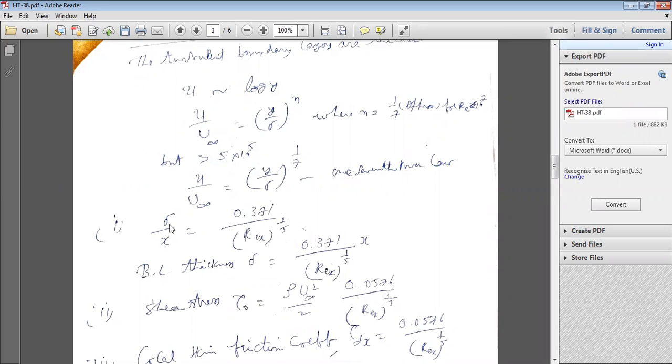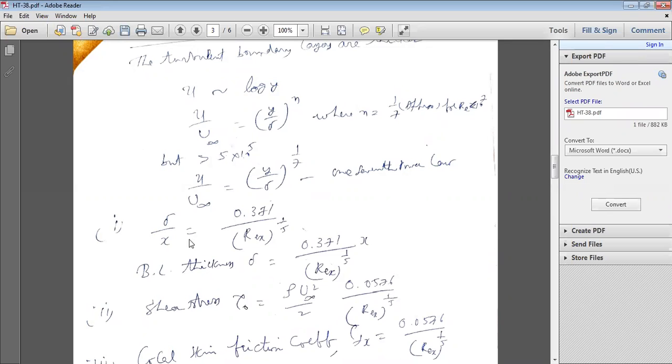So here, delta by x in the turbulent flow is equal to a constant, not 4.64 divided by square root of Rex, but 0.371 divided by Rex to the power 1 by 5. So delta by x in the turbulent flow is equal to 0.371 divided by Reynolds number Rex to the power 1 by 5.